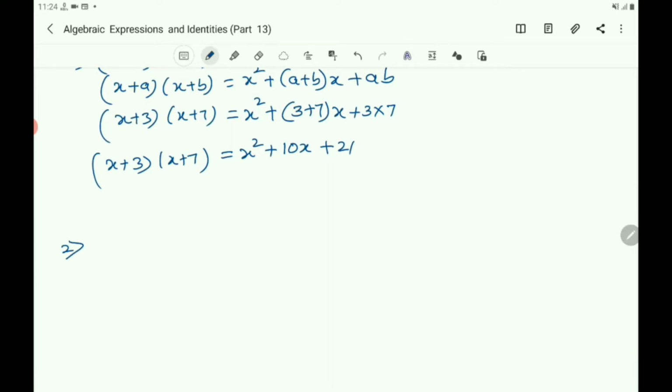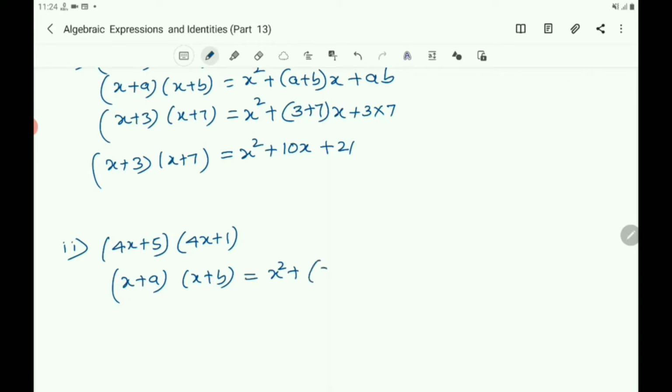Next, the second one: (4x + 5)(4x + 1). Then you write the identity (x + a)(x + b) = x² + (a + b)x + ab. In the place of x, there is 4x, and in the place of a, 5 is there. In the place of b, 1 is there.